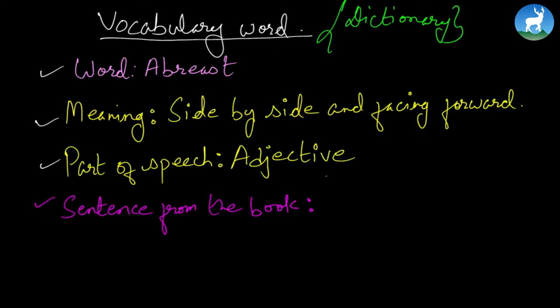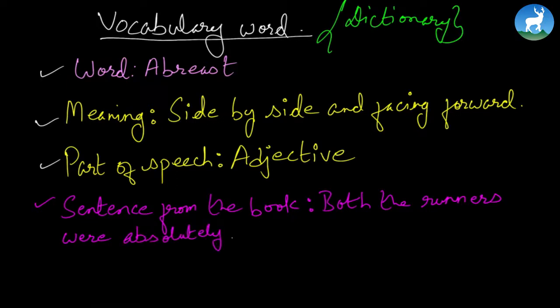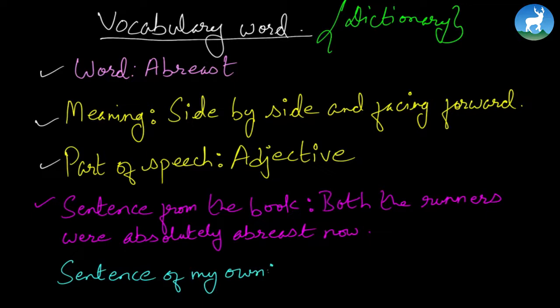Now here we write both the runners. Now it's from the passage. Don't forget that. Both the runners were absolutely abreast now. See, this is something we got from the passage. Now we know the word, we know its meaning, we even know the part of speech, which is always there in the dictionary. And now we also know how the word is used in the sentence. See, both the runners were absolutely abreast now.